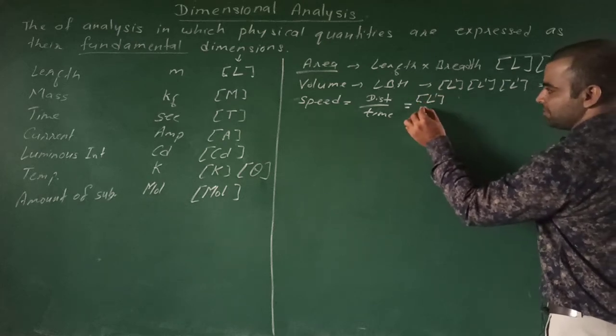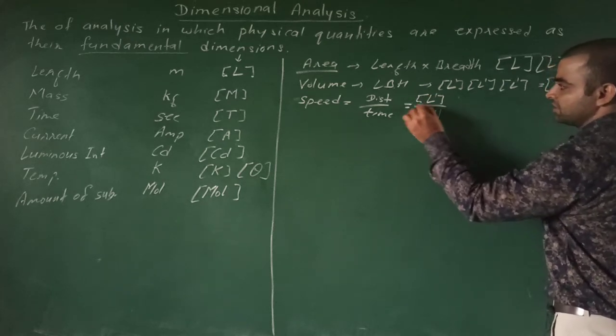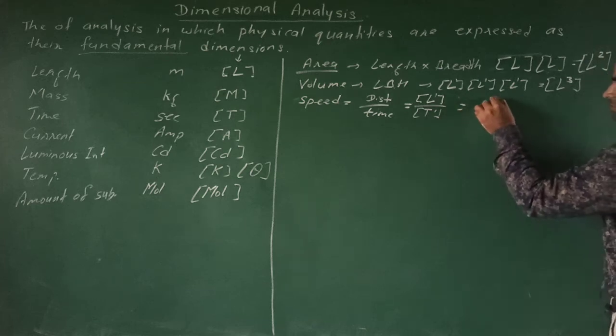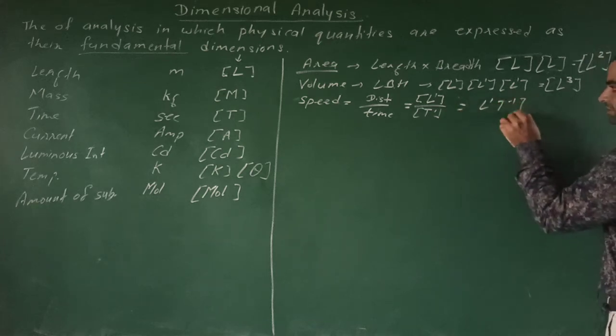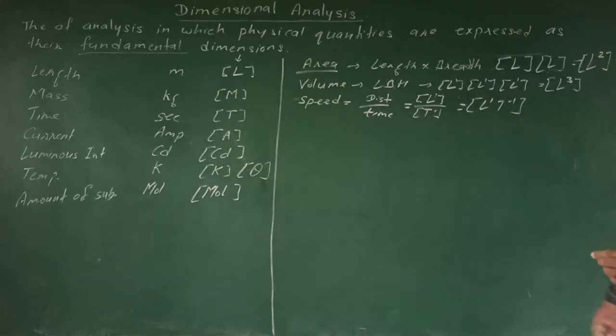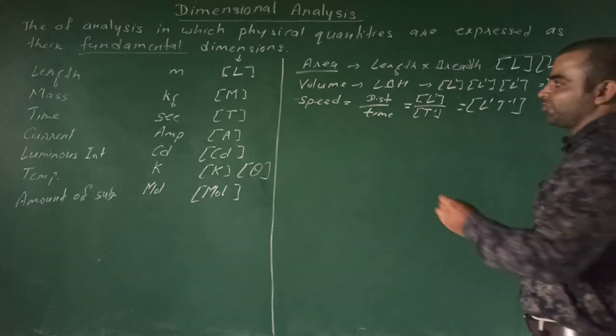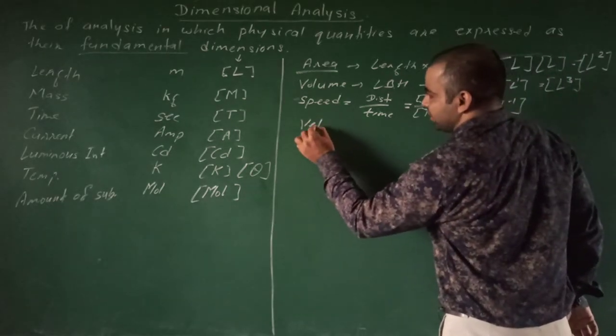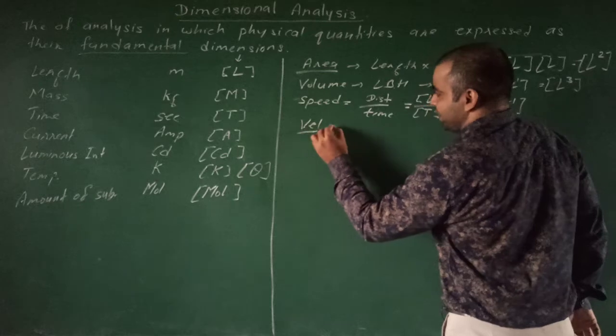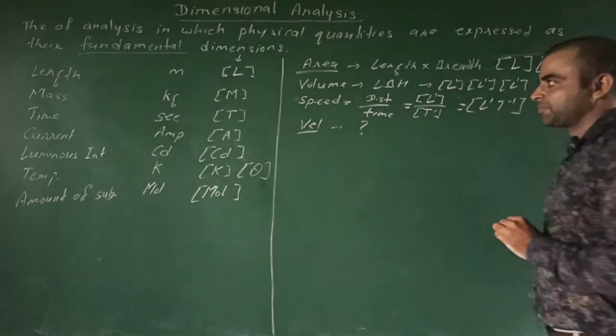For time, dimension is T1. So the dimension will be L1 T minus 1. Speed, same will be for velocity. Find out the dimension for velocity and write in comment box.